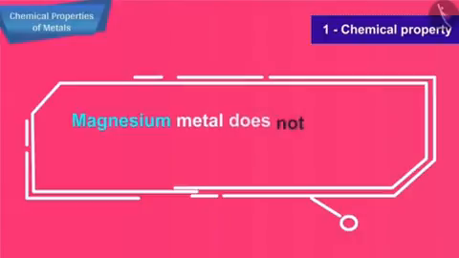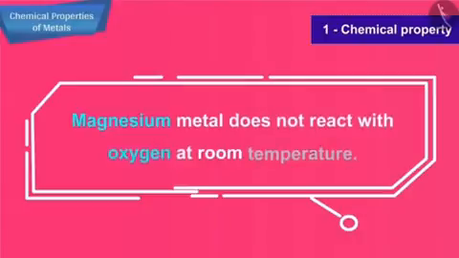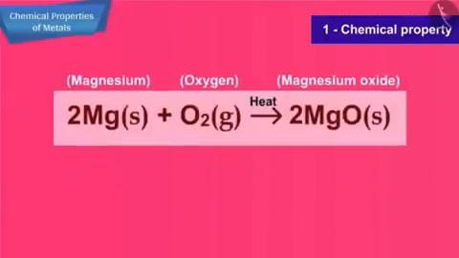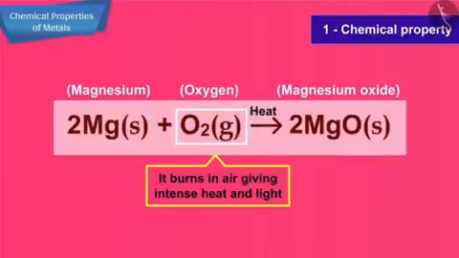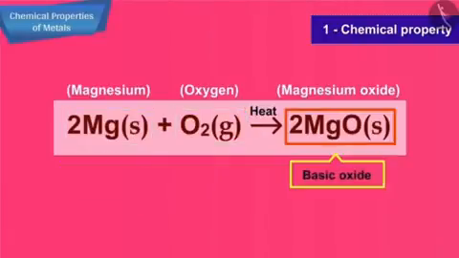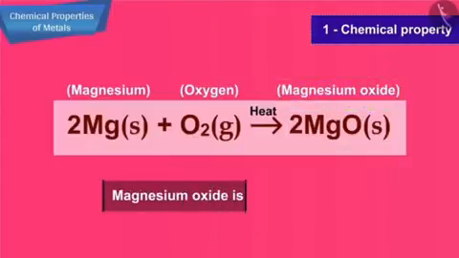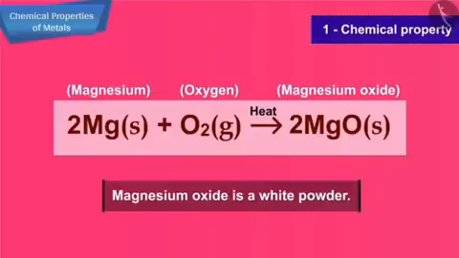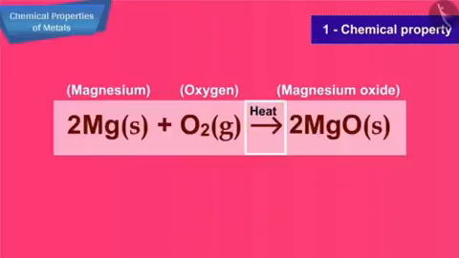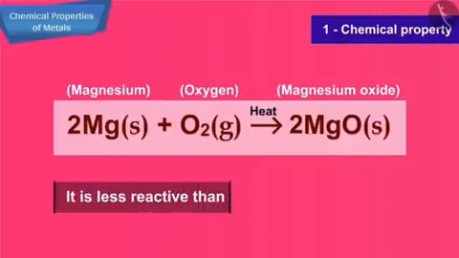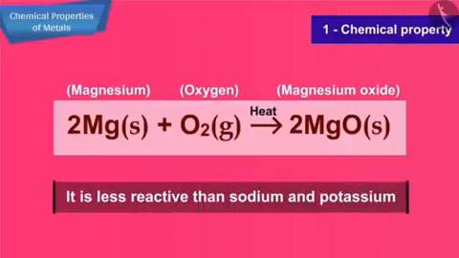Magnesium metal does not react with oxygen at room temperature, but on heating, it burns in air, giving intense heat and light to form a basic oxide called magnesium oxide, which is a white powder. Since it required heat for the reaction to occur, it is less reactive than sodium and potassium.